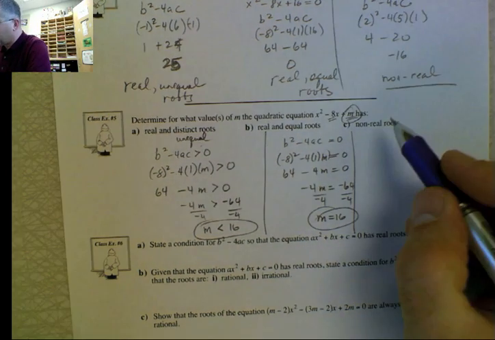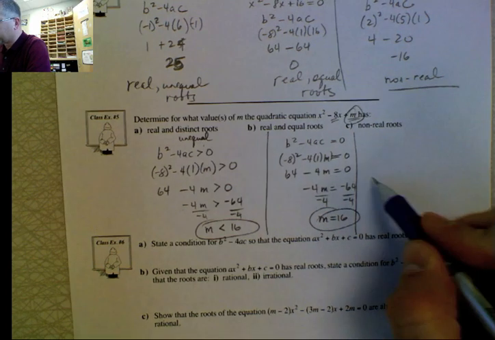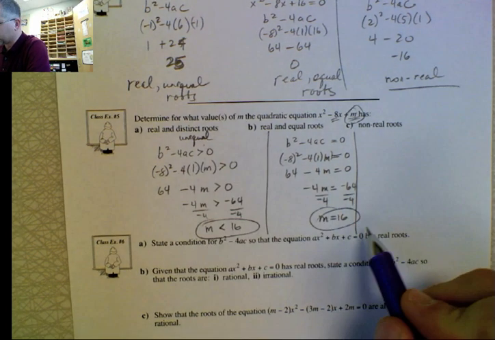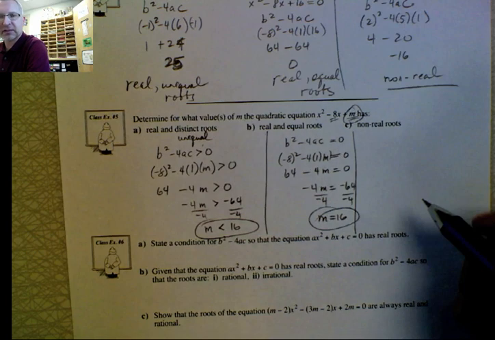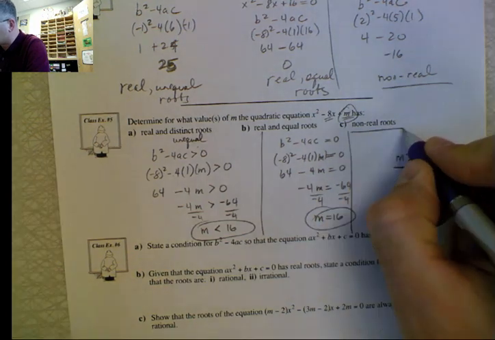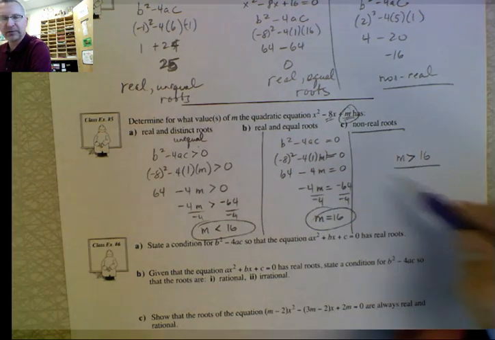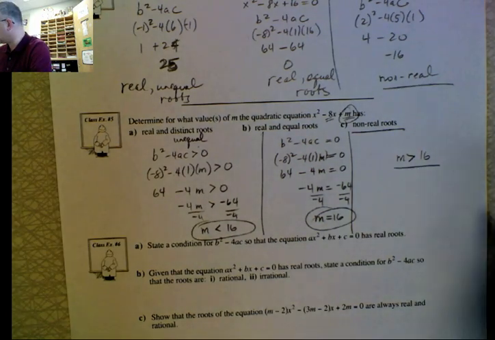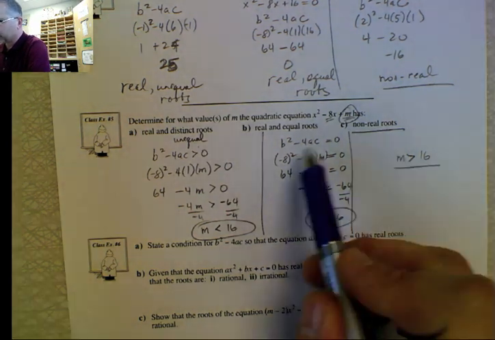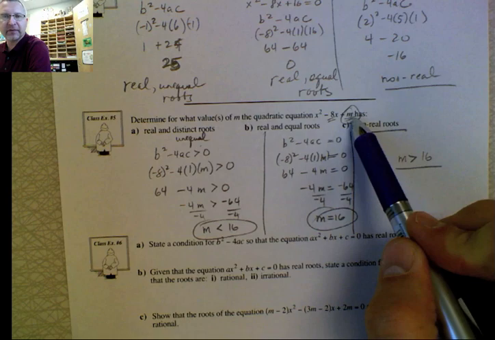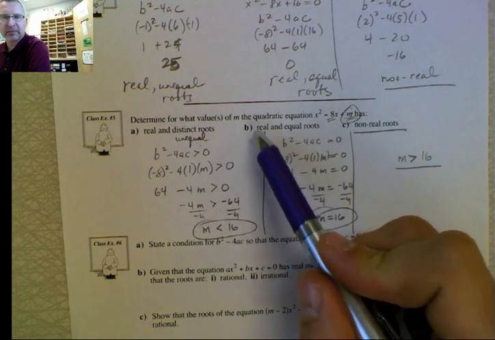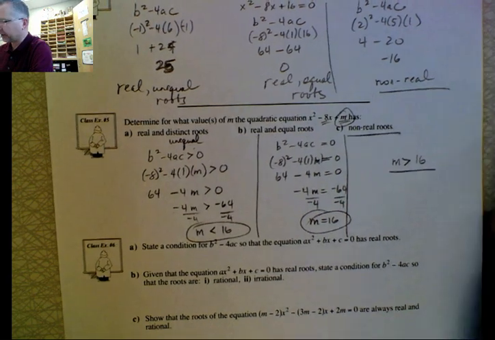If we want non-real roots, well, without even calculating this, less than 16 is going to give us unequal roots. 16 is going to give us equal roots. Well, anything greater than 16 then is going to give us non-real roots. That's the only reality we haven't looked at in this particular situation. So you should be able to figure out unknown values here using what we know about the discriminant and the type of roots that we want. So there we go.